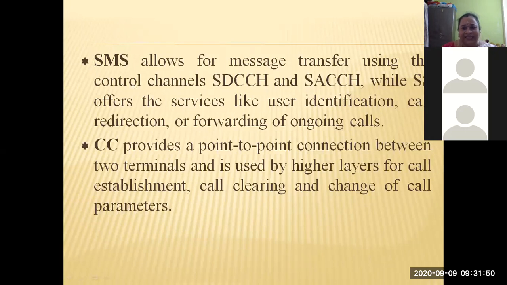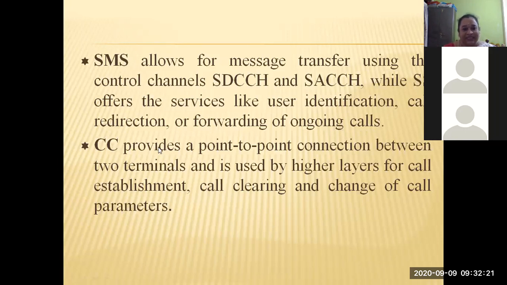While the SS, that is nothing but the corresponding short service, offers services like user identification, call redirection, or forwarding of the ongoing calls. So user identification, call redirection, and forwarding of the ongoing calls are also provided to you by the SS module. This particular SMS service is followed through the control channels, that is the standalone dedicated control channel and also the slow associated control channel.